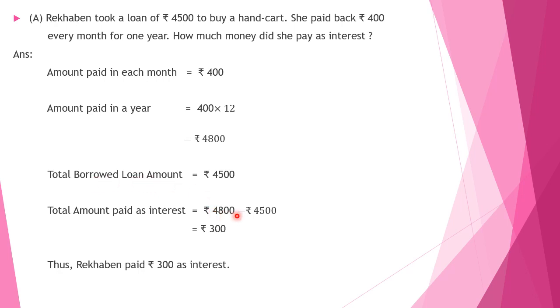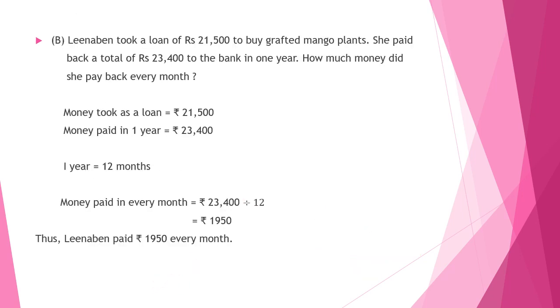So 4,800 minus 4,500. Now subtract both. So that is 4,800 minus 4,500. So subtract both the numbers. 0 minus 0, 0. Again 0 minus 0, 0. 8 minus 5, 3. So what is the answer? 300. So how much money she paid as interest? Rekha Ben paid rupees 300 as interest.